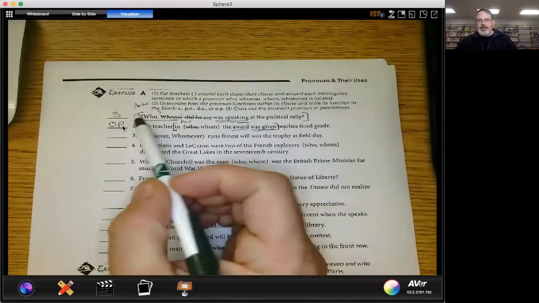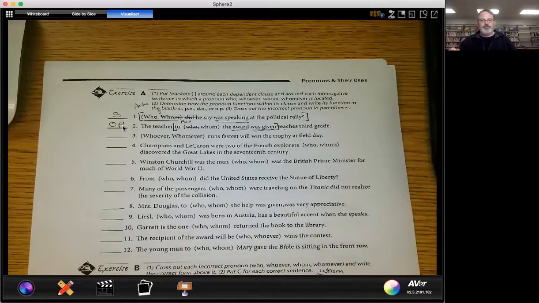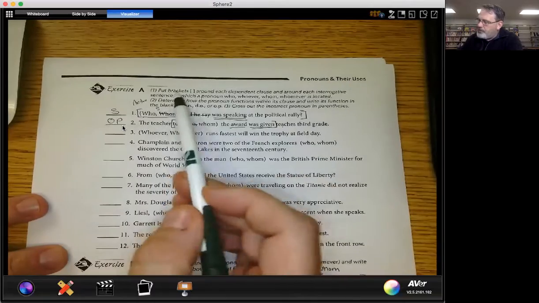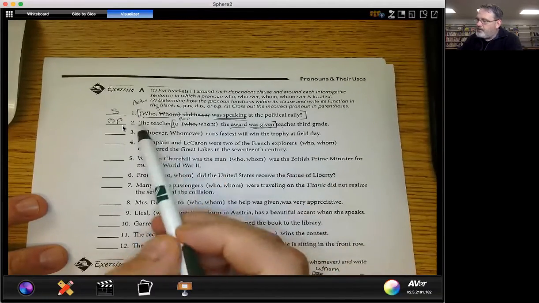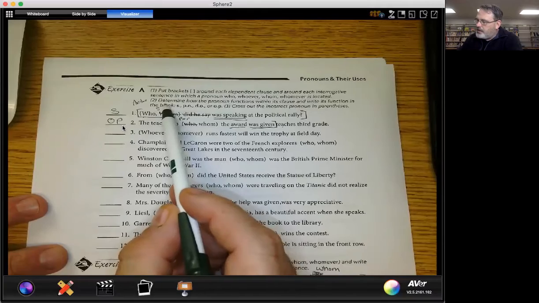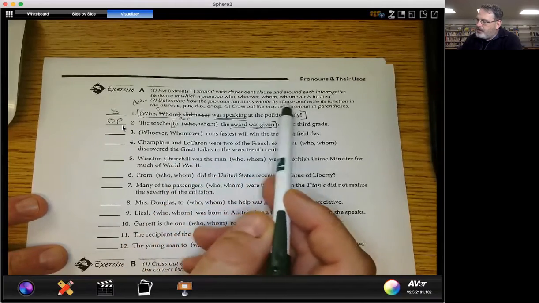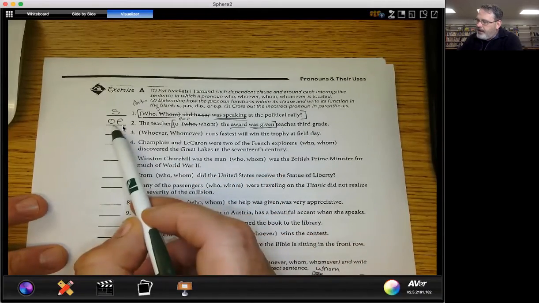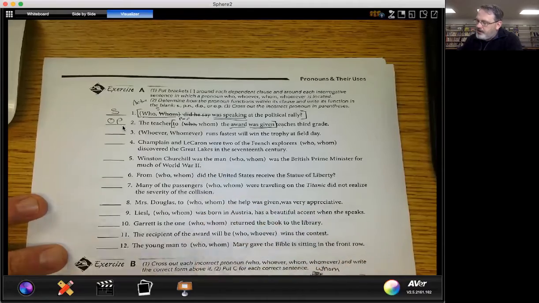So we already did exercises 1 and 2 in the previous video. So now we're going to do the rest. We'll go kind of quickly. If you remember, we're supposed to put brackets around either the dependent clause or the interrogative sentence. Then we're supposed to determine how the pronoun functions in the clause and write its function in the blank. And then we cross out the incorrect pronoun.